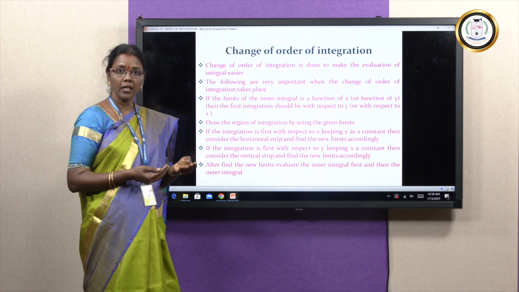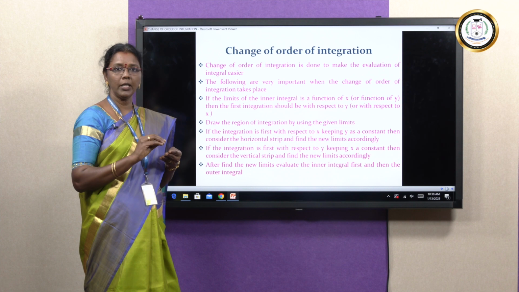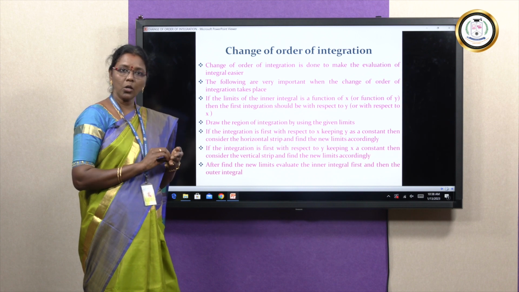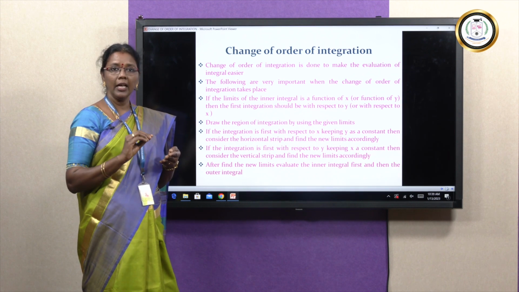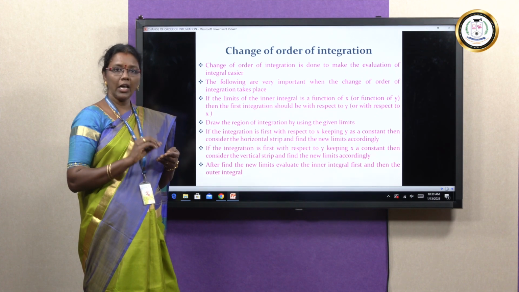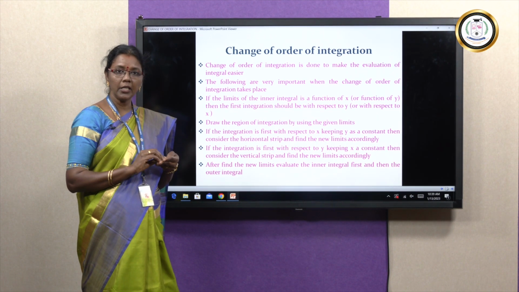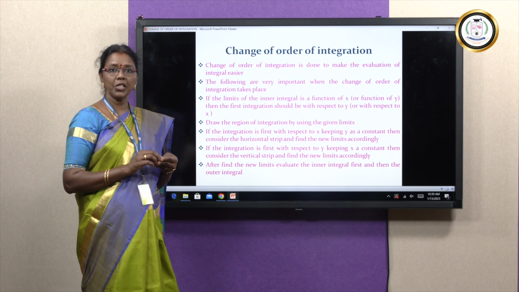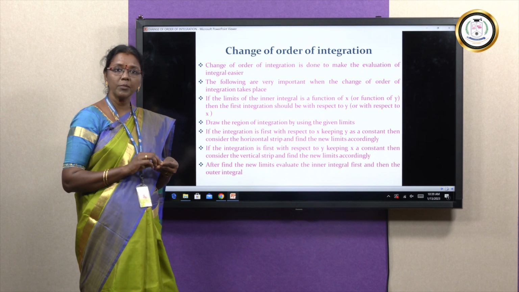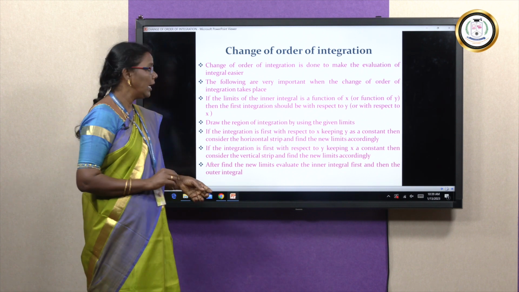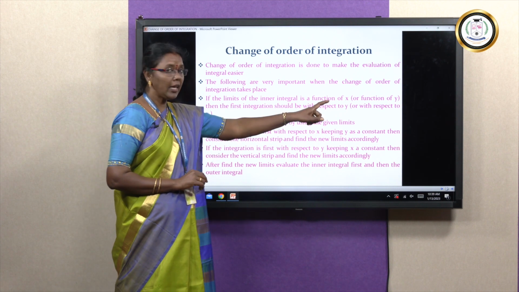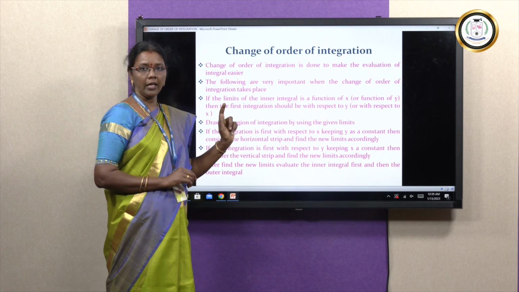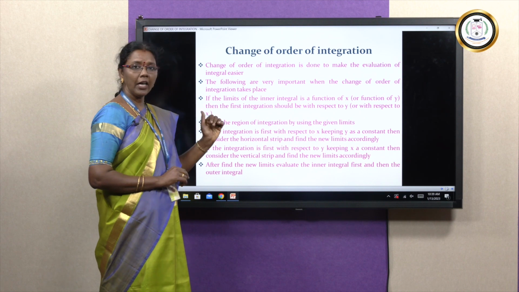How can we check? We have to check the limits. The outer limit is a constant limit, and the inner limit is the variable limit. We have to check whether the variable limit is a function of x; then the order must be dy dx. Suppose the inner integration limits are in terms of y, that is, a function of y, then the order must be dx dy.